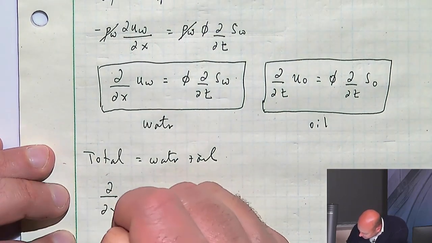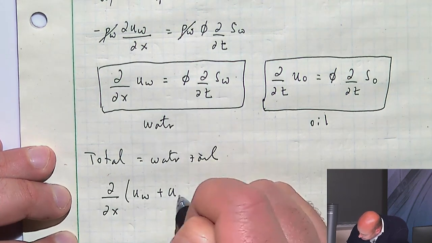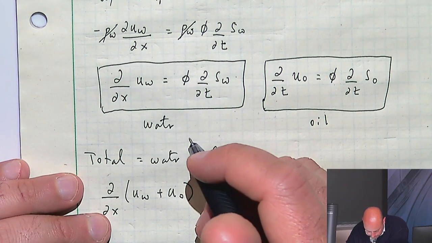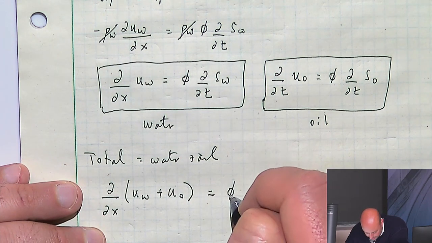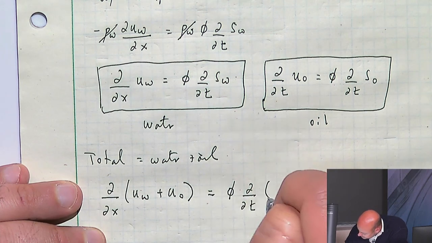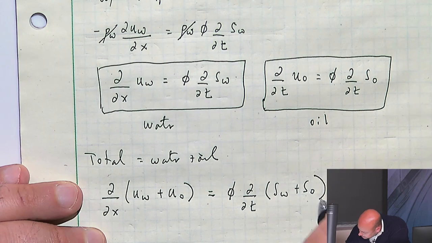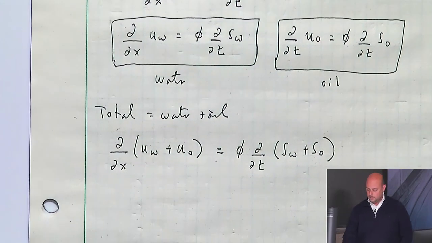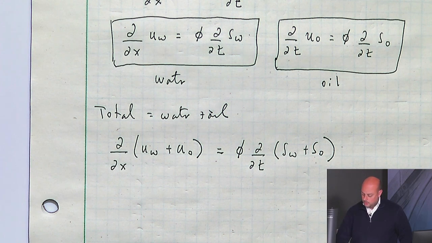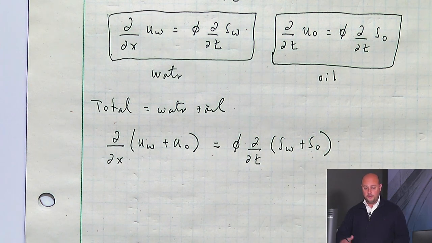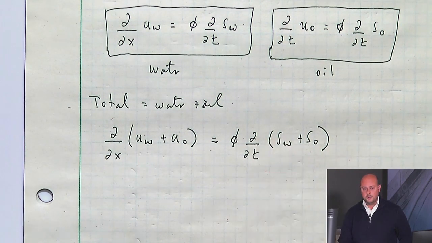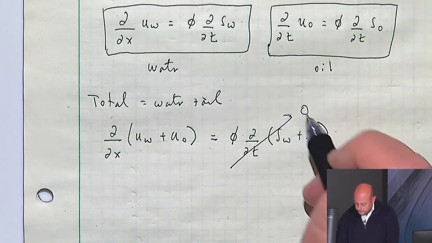If I add them together, I get the partial with respect to x of UW plus UO is equal to the porosity times the partial with respect to time of SW plus SO. What does that mean? Well, SW plus SO is always 1. SW could be 0.3 and SO could be 0.7. SW could be 0.6 and SO could be 0.4, but they always add up to 1. So the change with time of SW plus SO is 0. So this whole thing goes to 0.